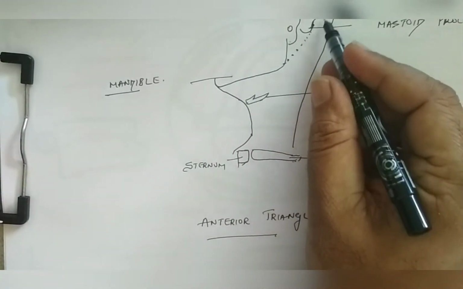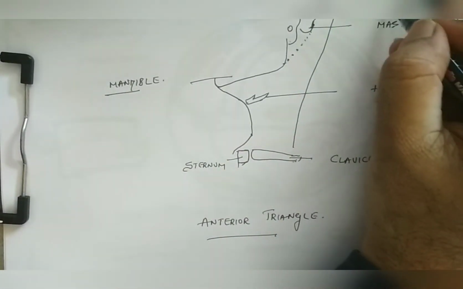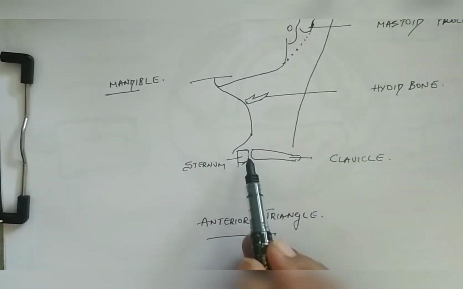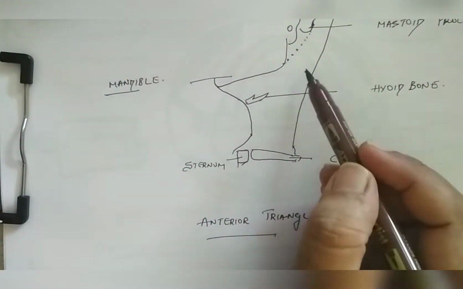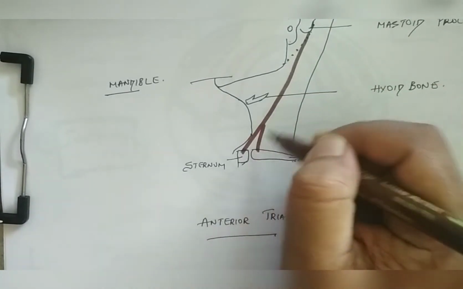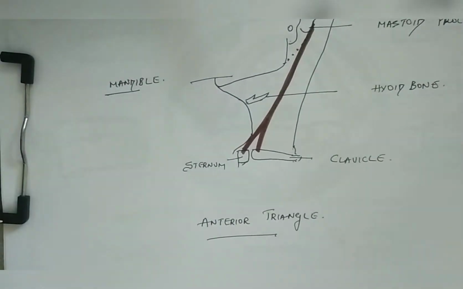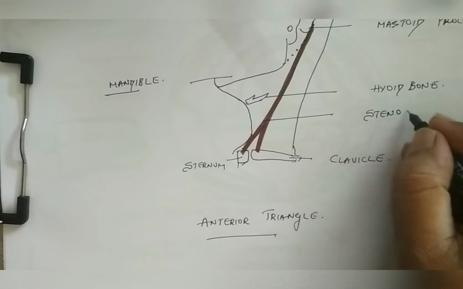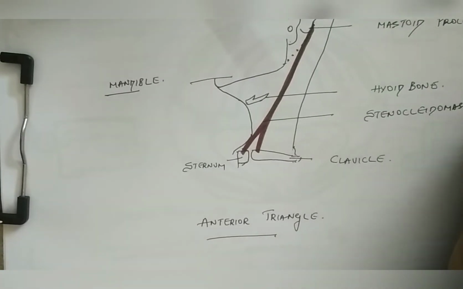So this forms the external occipital protuberance, and this is superior nuchal line. So this is the upper boundary, and here it is the clavicle. Now this neck is divided into two parts by a muscle. Which muscle? The sternocleidomastoid muscle.